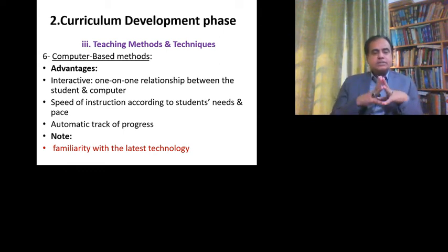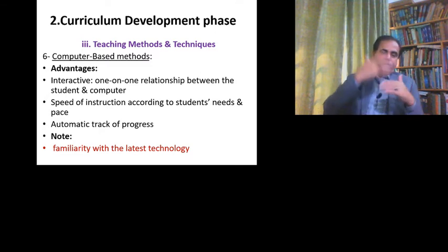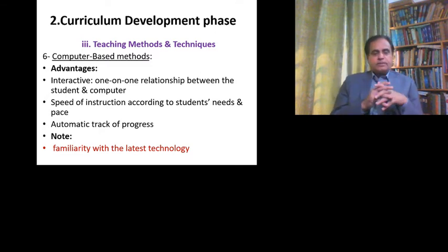Anyways, there are advantages. Computer based is an interactive, one-on-one relationship between the student and computer. Speed of instruction is according to the student's needs and pace. They can slow down the pace according to their need, and they can also skip some of the things that they already know. It's an automatic track of progress. As I said, the intelligent computer assisted instruction method is very efficient in this, because it keeps the record, it keeps the mistakes, it keeps the progress step by step.